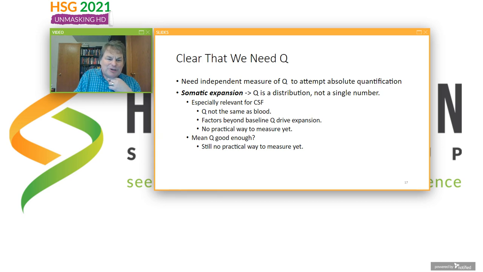A lot we want to know, we don't know about what else is leading to this distribution of somatic expansion in the brain. But I think the immediately practical point is that it's my understanding there's no practical way of actually measuring that distribution of Q lengths. I think it hopefully would be satisfactory if we could even get kind of a mean Q length out of a CSF sample. But again, as far as I know, there's presently no method available to do that.